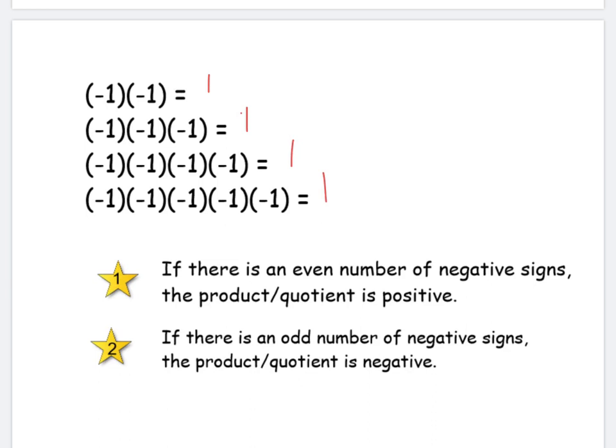The next example, I have 3 negatives that I'm multiplying together. 3 is an odd number, so that means that 1 would be negative. The next example has 4 negatives. If I'm multiplying together 4 negatives, that's an even number, so then my 1 would be positive. And the last one, I'm multiplying 5 negatives together. 5 is an odd number, so then my answer would be negative 1.